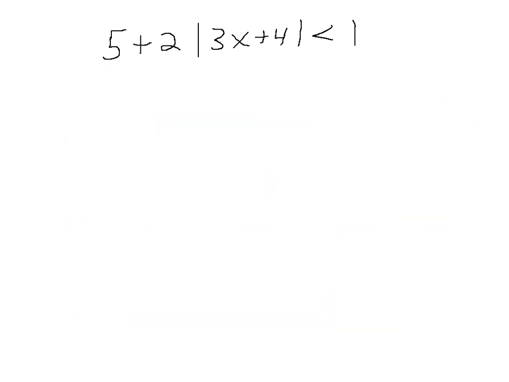So here's our first tricky problem. And what I would like you to do is press pause when you get a second, and then try to go through this and solve it on your own and see what the problem is. Okay, so if I were to take this and solve it a little bit, I would eventually come down to this statement. The absolute value of 3x plus 4 is less than minus 2.